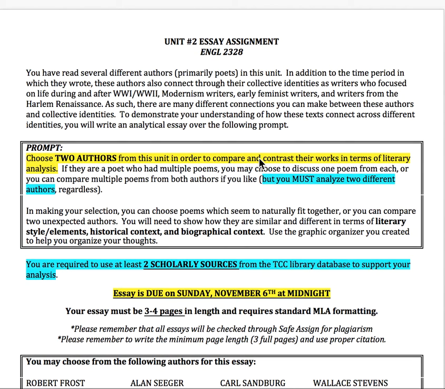Okay, everyone, so you are on your second essay assignment. Essentially, you guys have read a lot of different authors in this unit. Primarily, you've read a lot of poetry, but we've read a few other things mixed in as well. So I didn't limit this to just poetry because I want you guys to be able to talk about what you want to talk about.